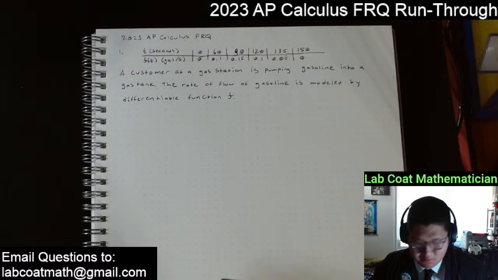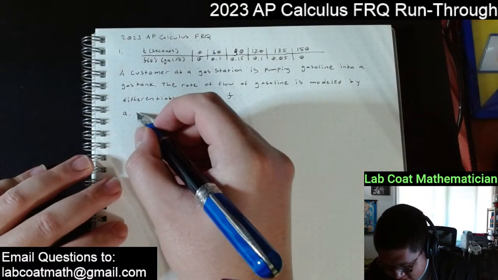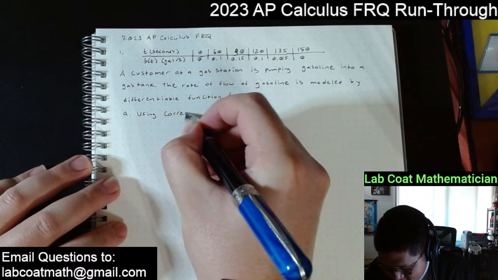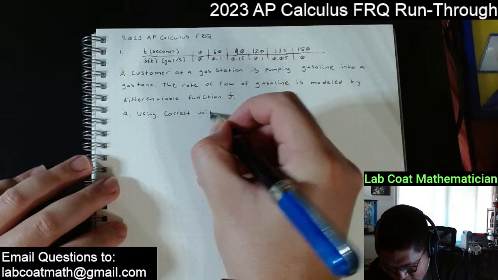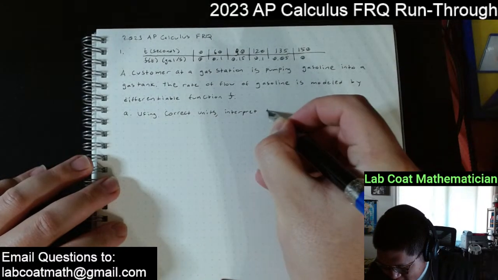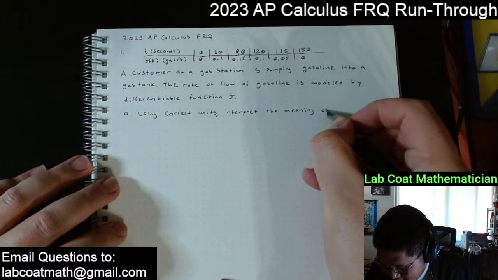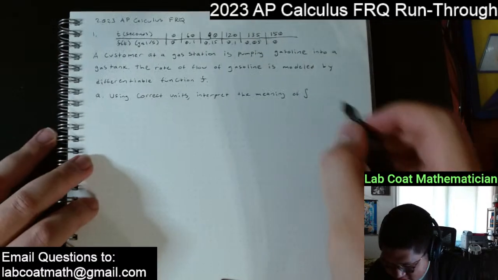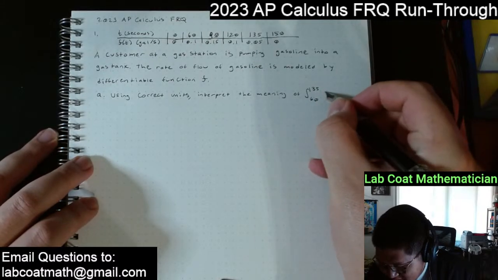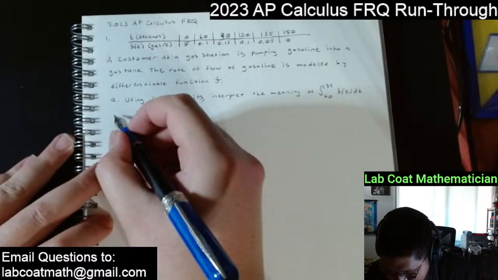Okay, so with that, we can get over to part A to see what they really want from us. So with A, it says that we want to, using correct units, interpret the meaning of the definite integral, this time going from 60 to 135, f of t dt, in the context of the problem.